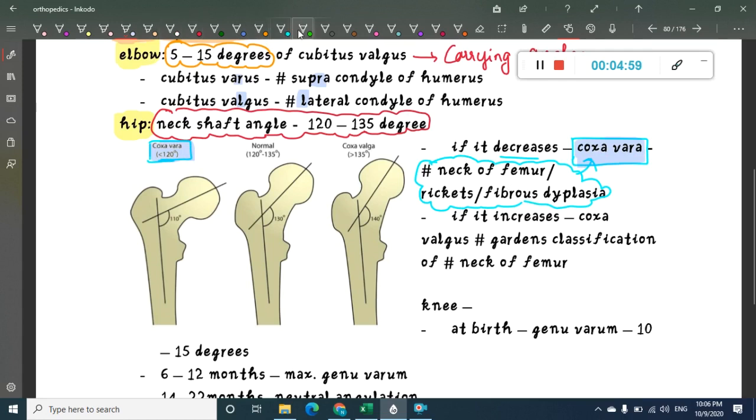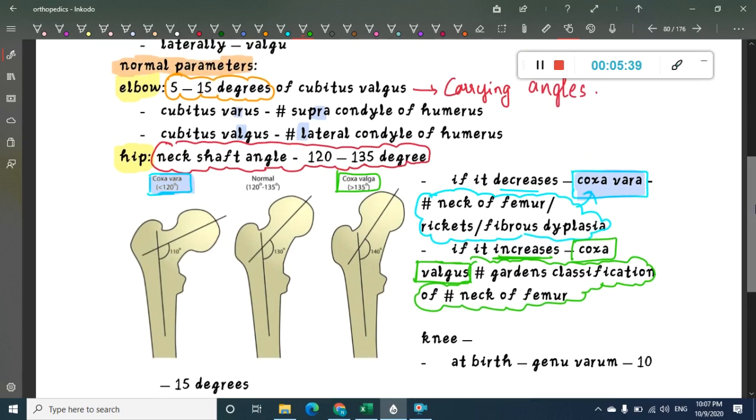Okay, if this angle increases, then we call it as coxa valga or coxa valgus. Whenever the angle is more than 135 degrees, we call it as coxa valga. So what is the example of coxa valga? Coxa valgus is seen in Garden's classification for fracture of neck of femur. In Garden's classification, you see this coxa valga seen in fracture neck of femur.